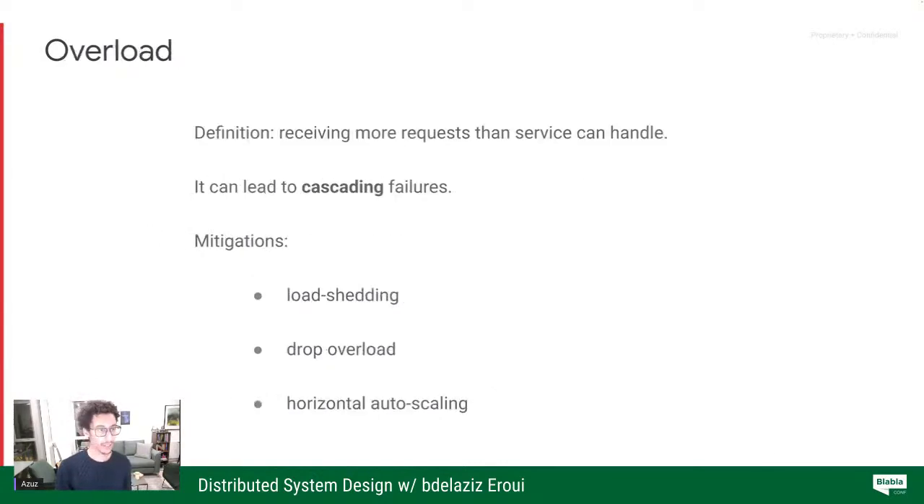Okay, so the next kind of failure is overload. Basically, it can be a DDoS on your service, trying to make your service go out of service. You can have more requests than the service can handle.